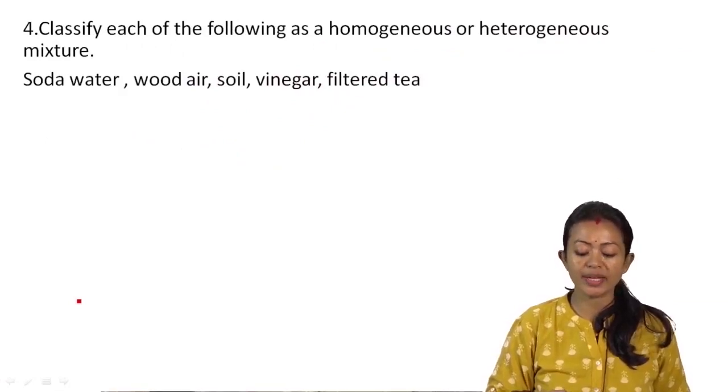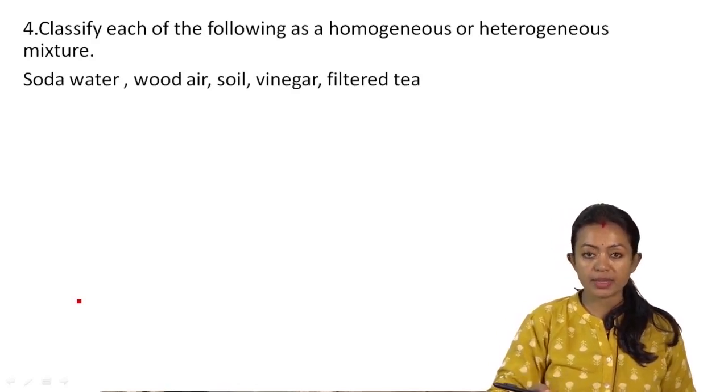Classify each of the following as homogeneous or heterogeneous mixture. Now, what is a homogeneous mixture? That is a mixture in which the composition is uniformly distributed. Whereas heterogeneous mixture means where the components are non-uniformly distributed. Now, there are some mixtures which are given.